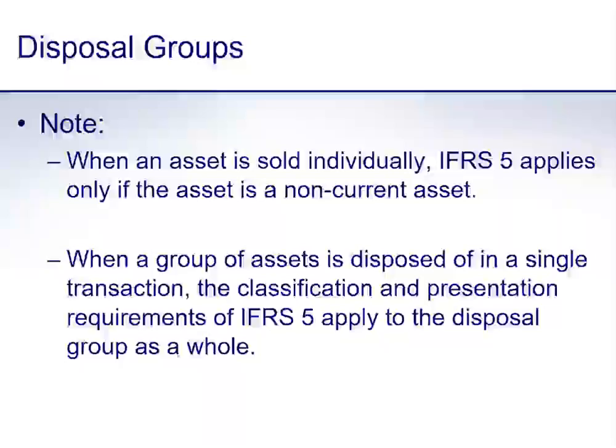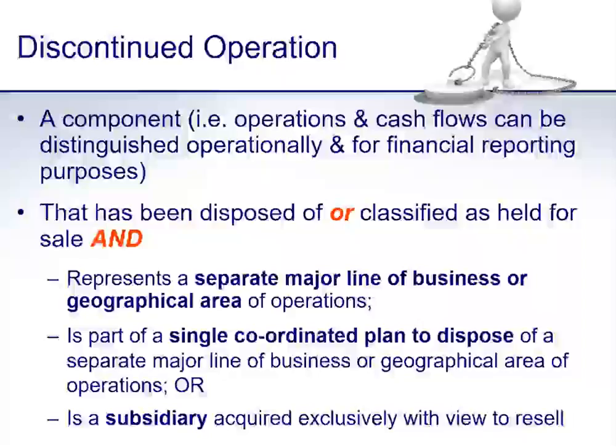Again, if you take the decision that you want to sell a group of assets in a single transaction, now the classification and presentation requirements that IFRS 5 puts on the table will need to apply to that group, to that disposal group, because now you meet the definition of a disposal group. The standard also addresses discontinued operations, and it defines a discontinued operation as a component of an organization that has been disposed of or has been classified as held for sale.